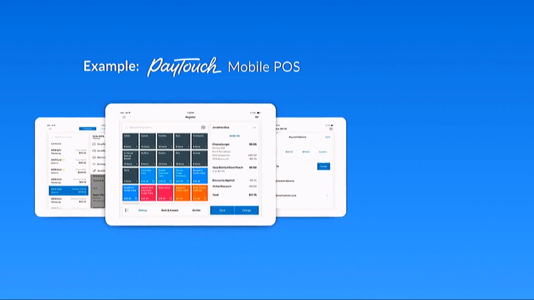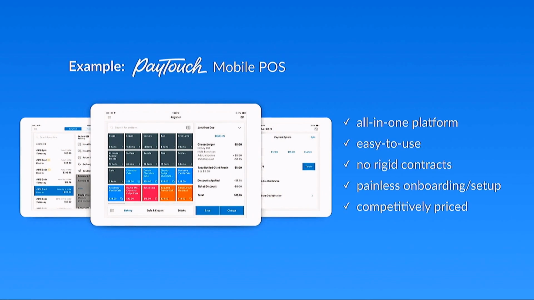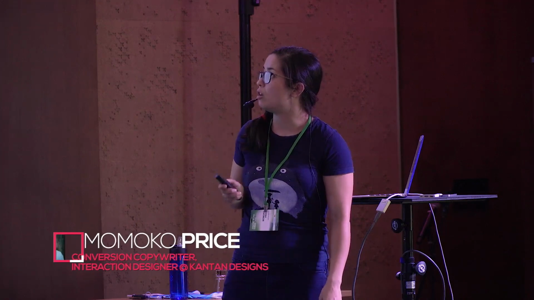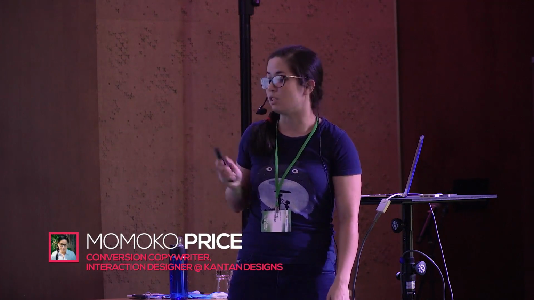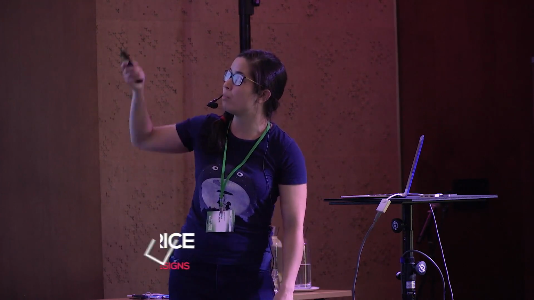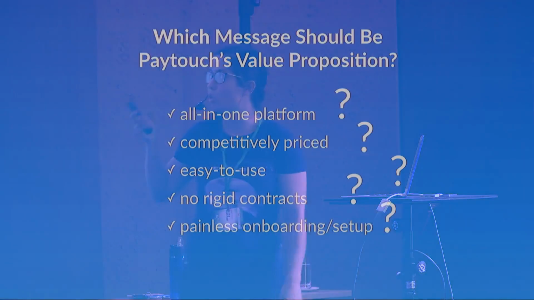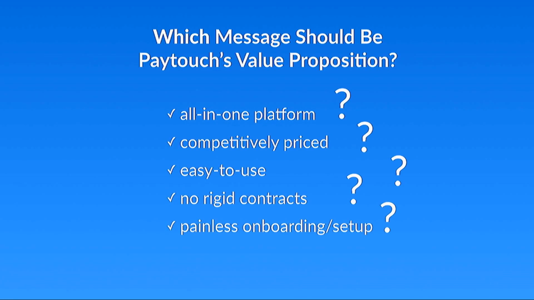They are a mobile point of sale system, which basically means they do payment processing. And they have a lot going for them, right? They have an all-in-one platform. It does CRM, it does employee tracking, it does inventory management, it does all those things. It's great. It's easy to use. There are no contracts, painless onboarding. It's very competitively priced. So as a copywriter, there are a number of different directions I could go for my value proposition. So which is the one that matters the most to my customers?